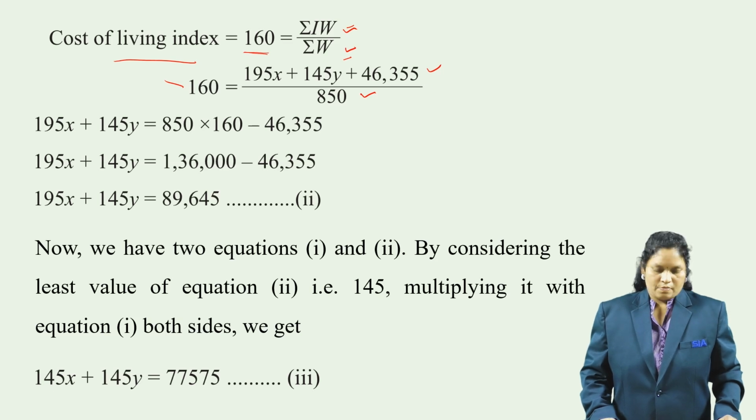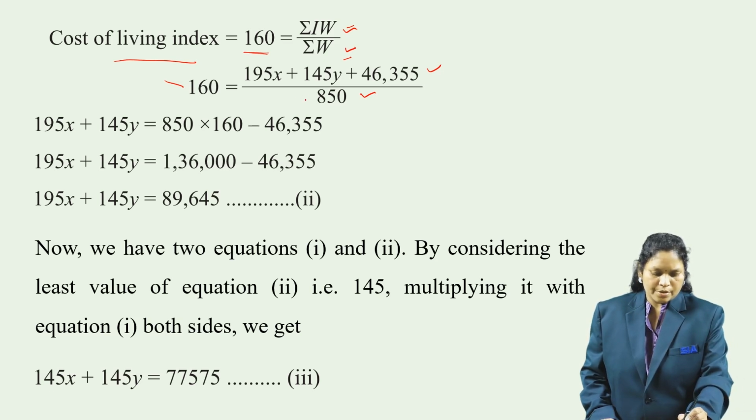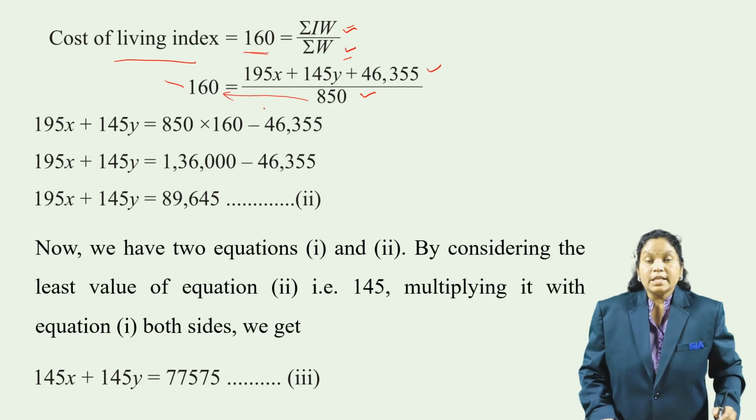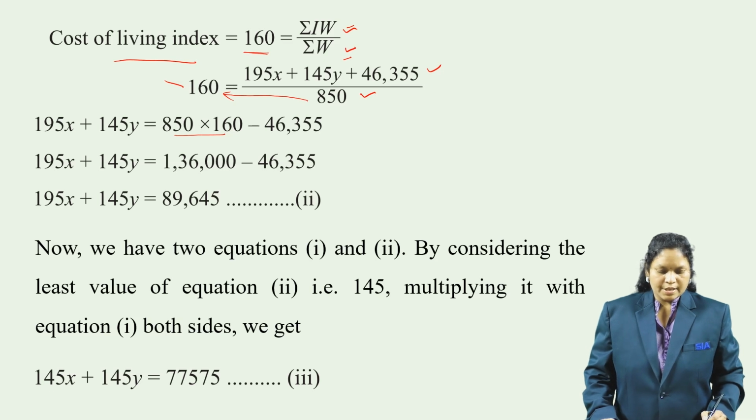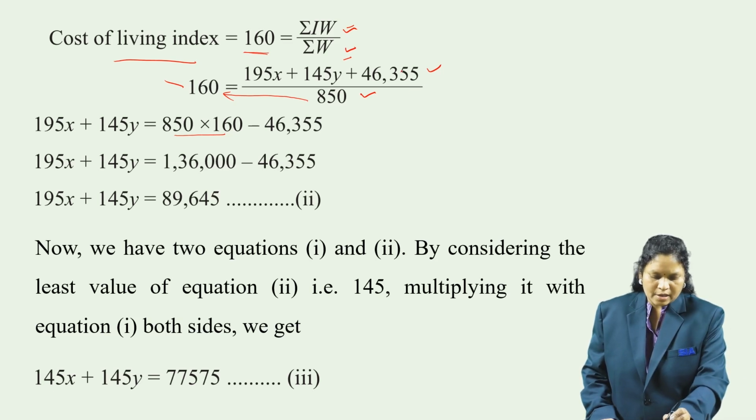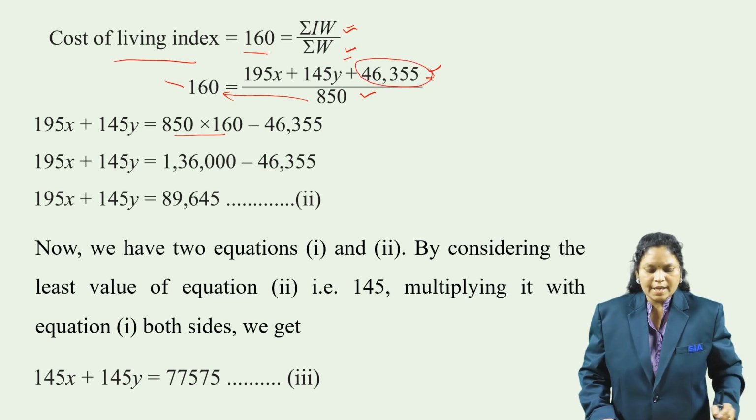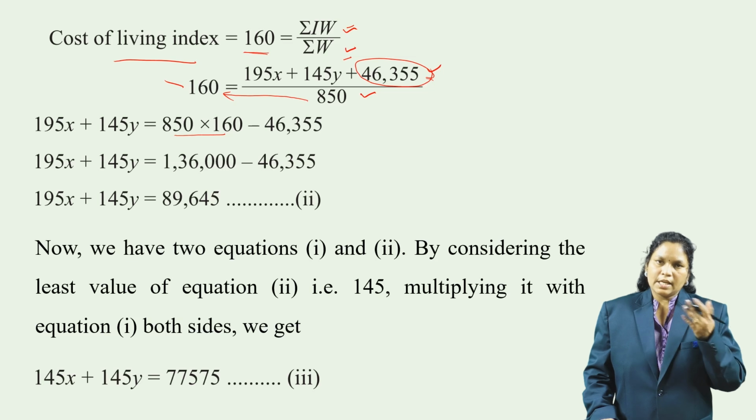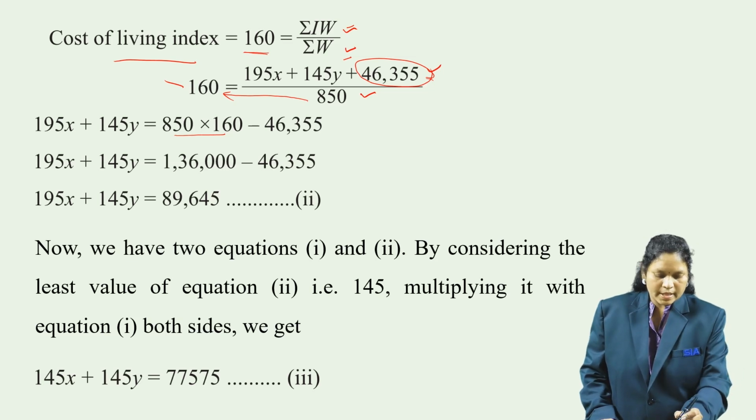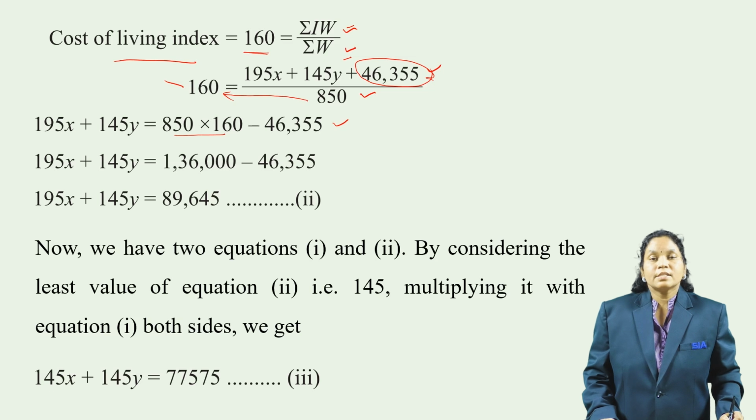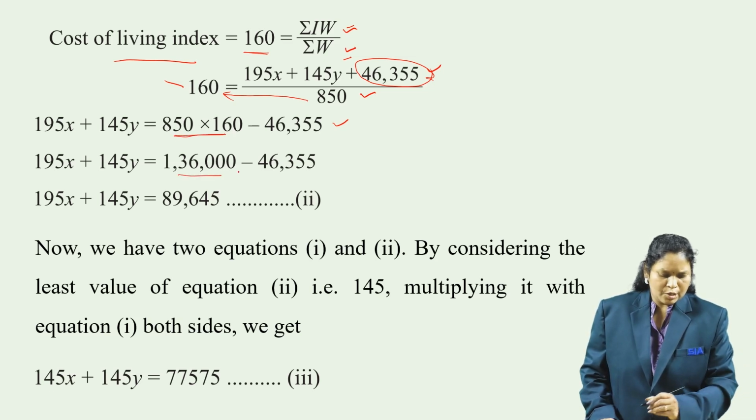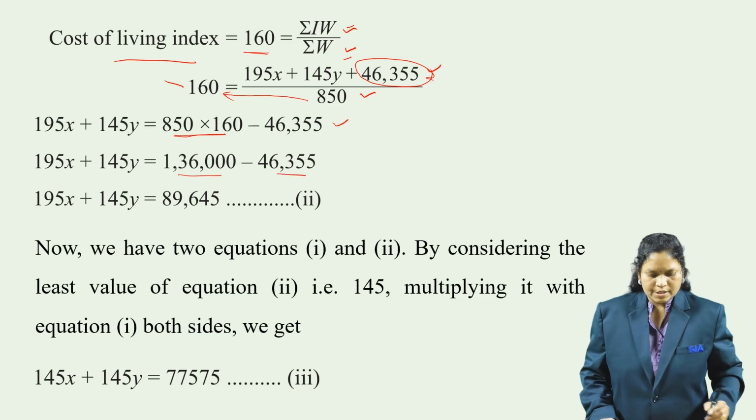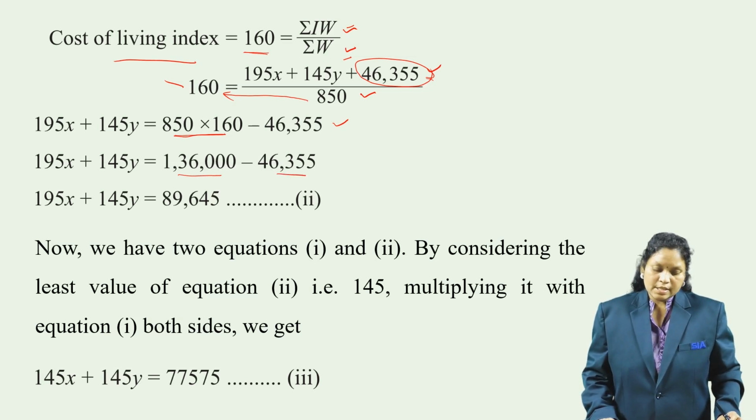Now let us solve this equation also. So I said number to number we can do, right? So 850 I am taking to the other side. It is in division, goes to multiplication. So 850 into 160 I have considered. Then here, the 46,355 is with plus symbol, goes to the other side and becomes minus. So altogether I have taken in one step. So now what you do is multiply 850 into 160, you get some value, and this value as it is I wrote, 46,355 as it is. In the next step we'll subtract.